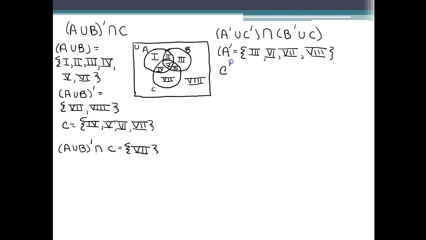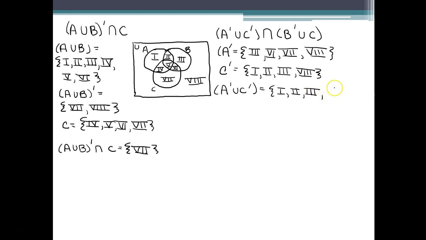Okay, then we need C complement. C has 4, 5, 6, 7. So we need everything else. 1, 2, 3, and 8. And we're doing the union of those two. So we got 1, 2, 3. 3 appears in both, but we just write it down once. There's no 4 or 5, but there is a 6, a 7, and an 8. See if I can just squeeze that in right there.